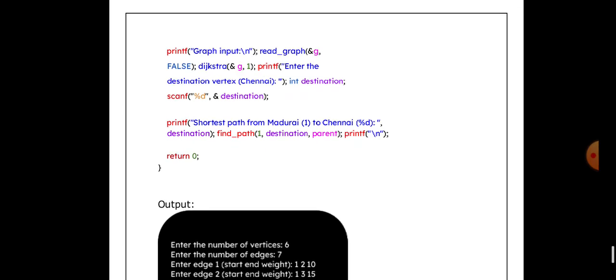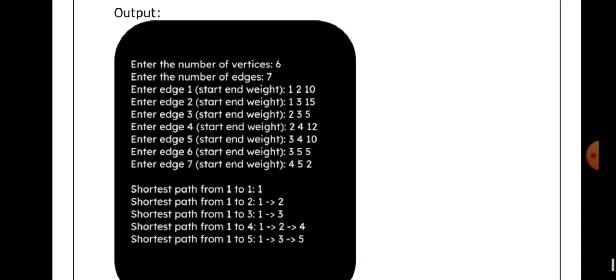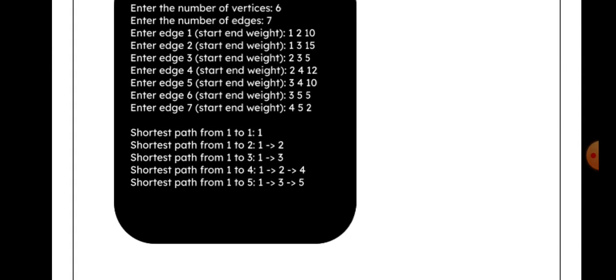Then the sample output will be like this. If I enter six vertices, it prompts like this. We have to enter each edge with starting, ending, and the associated weight. The shortest path gets calculated like this. That's all.